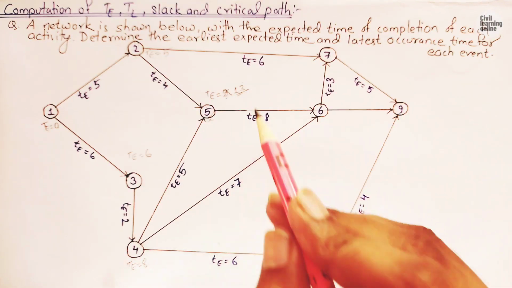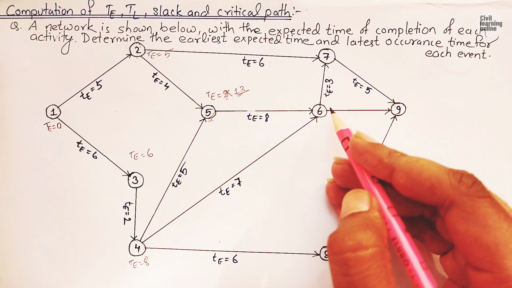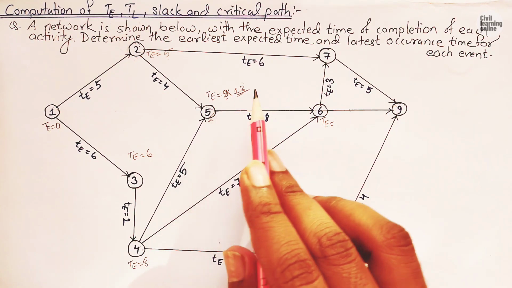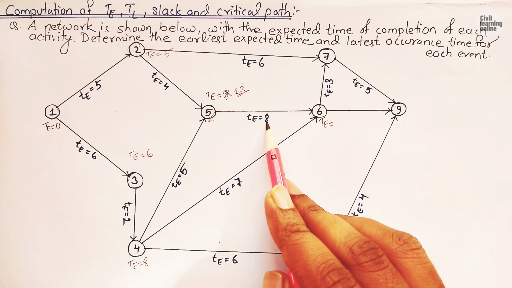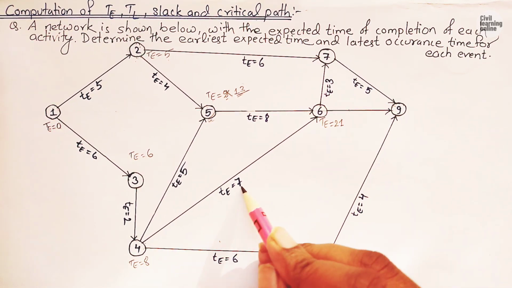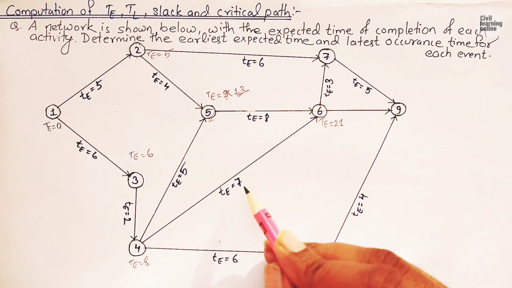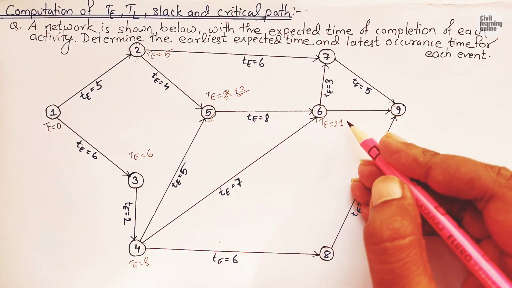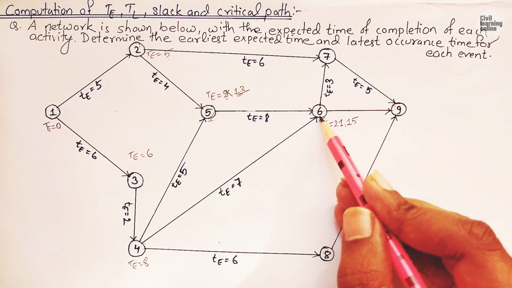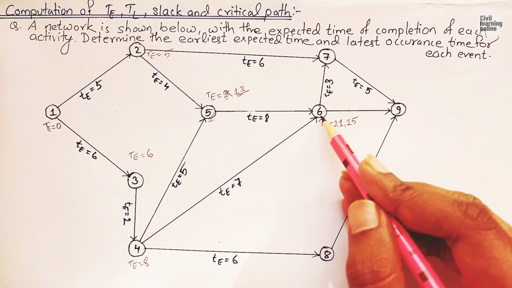Now after this, we will move further. So earliest expected time of event 6, TE of 6. Now see here guys, we have 13 plus 8. 13 plus 8 is going to be 21. Similarly 8 plus 7, because 4 is predecessor of this event 6. So 8 plus 7 is going to be 15. Now maximum among these two is 21. So earliest expected time of event 6 is 21.